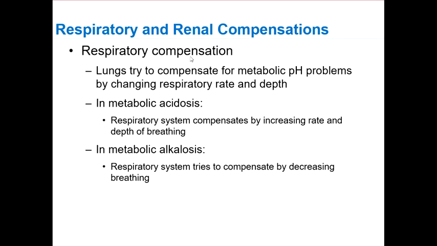In respiratory compensation, the lungs compensate for metabolic or renal pH problems by doing what they know how to do, which is changing their respiratory rate. So in metabolic acidosis, your respiratory system will increase the rate of breathing to eliminate more carbon dioxide, therefore eliminating hydrogen ions and raising pH. Just the opposite, in metabolic alkalosis, your respiratory system will compensate by decreasing breathing, therefore retaining carbon dioxide and hydrogen ions in your system, lowering the pH from alkalosis toward a more acidic and normal reading.